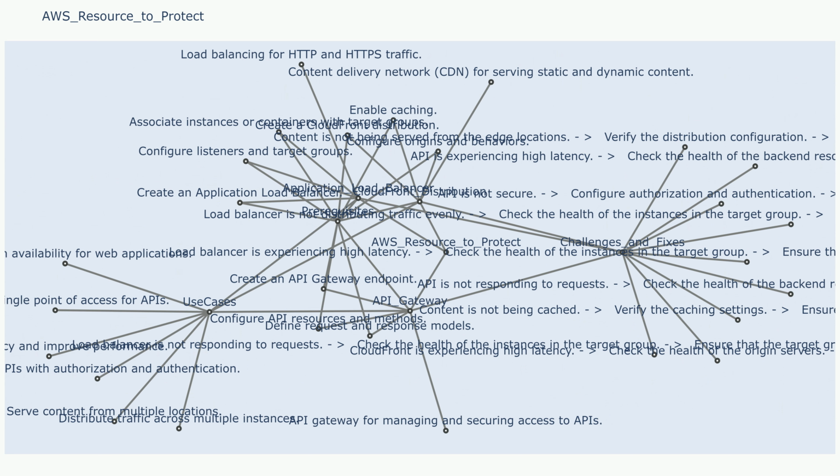CloudFront is experiencing high latency. Check the health of the origin servers. Optimize the content for faster delivery. Consider using a different edge location. Minimize the number of redirects in your content delivery chain. Optimize the content for faster delivery, such as using gzip compression or optimizing image sizes.